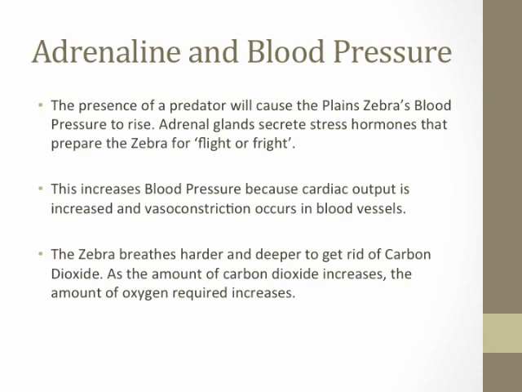When the plain zebra becomes aware of a predator, it will naturally gain adrenaline and run, which in turn increases blood pressure. This is because the zebra's muscles are producing more waste products, such as carbon dioxide, as the muscles do more work. The zebra will breathe harder and deeper to get rid of carbon dioxide. As the level of carbon dioxide produced increases, the amount of oxygen required by muscles is increased.